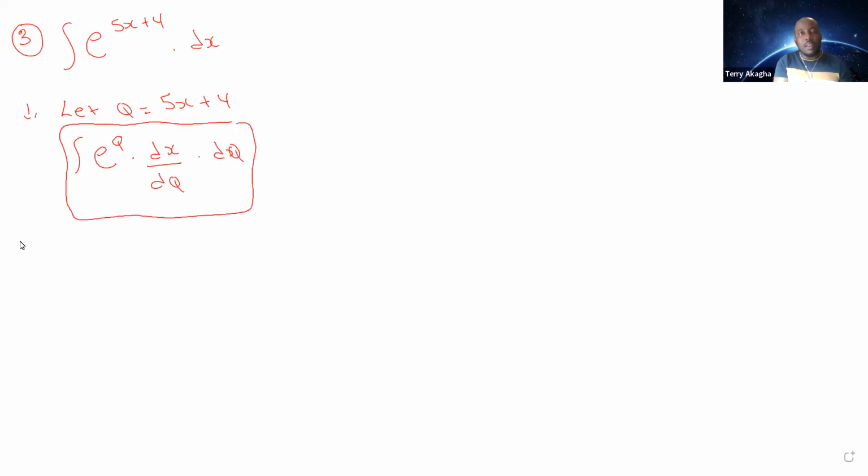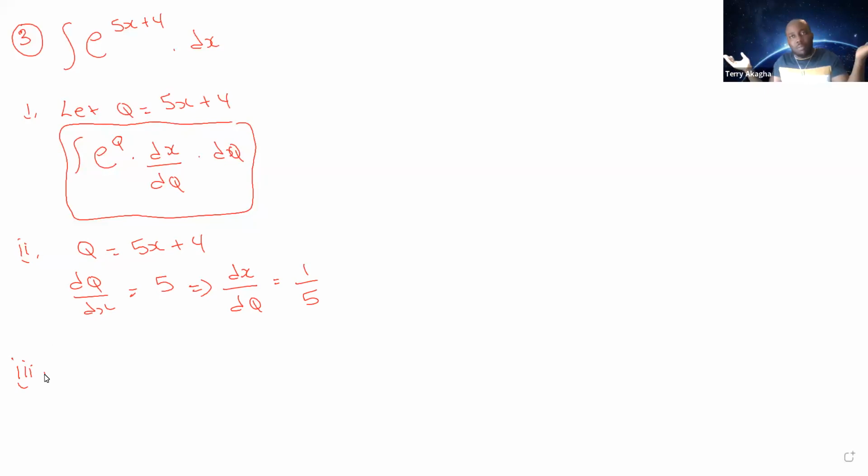That's it. Now, the second step, I told you that you have to differentiate the linear function separately and then find dx over dq. So we have q equal to 5x plus 4. dq over dx, when you differentiate this, is going to give you 5. Therefore, dx over dq is going to be 1 over 5.